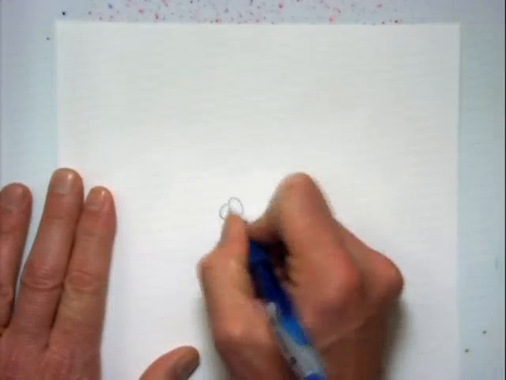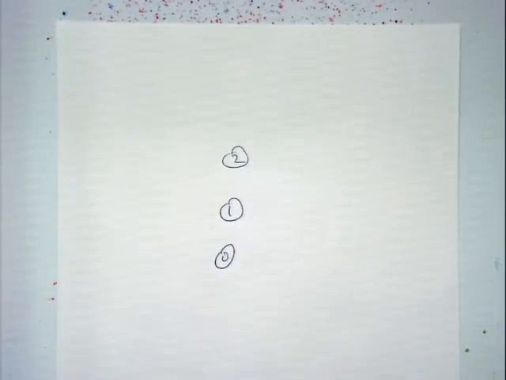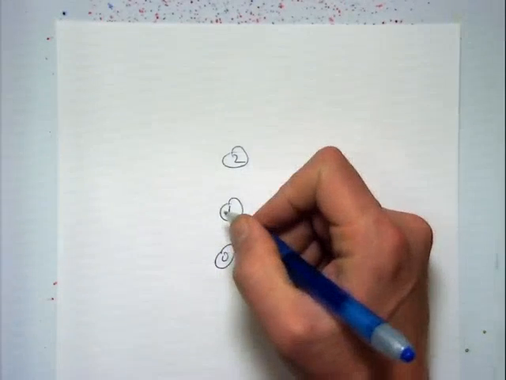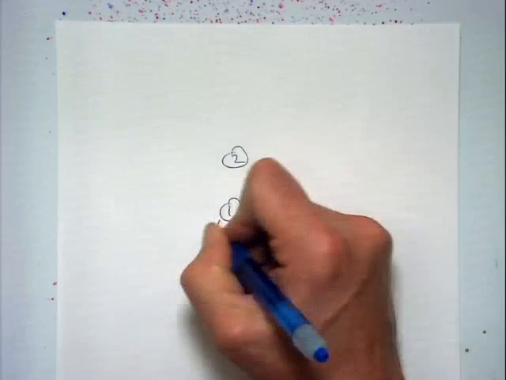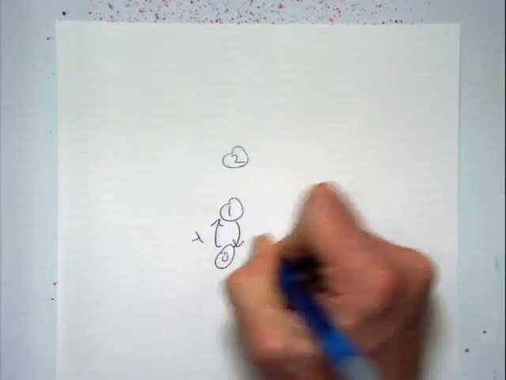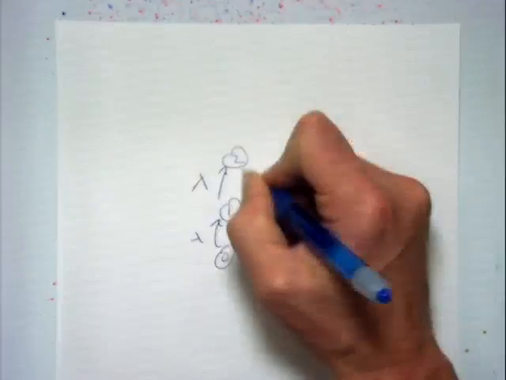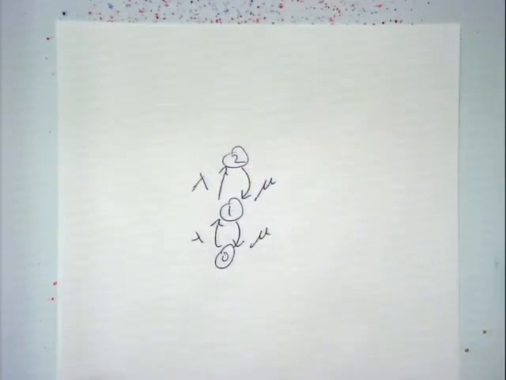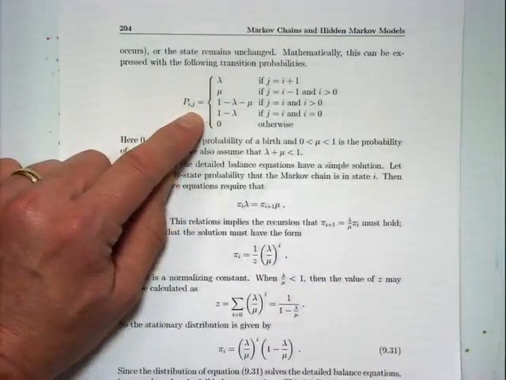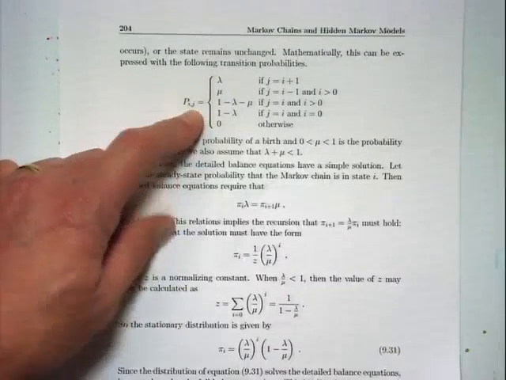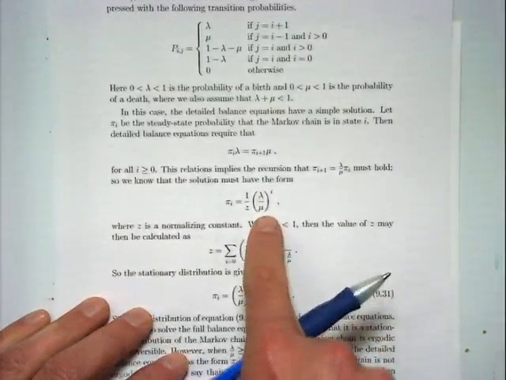Okay, so birth-death process. 0, 1, 2. Okay, I'll just do it here. So it's like this. And the birth is lambda, and the death is mu, okay? Birth is lambda, death is mu, okay? And guess what? It turns out this is a reversible Markov chain. You find the detailed balance equation, and you know that's the solution to the full balance equation. And the distribution looks like this.